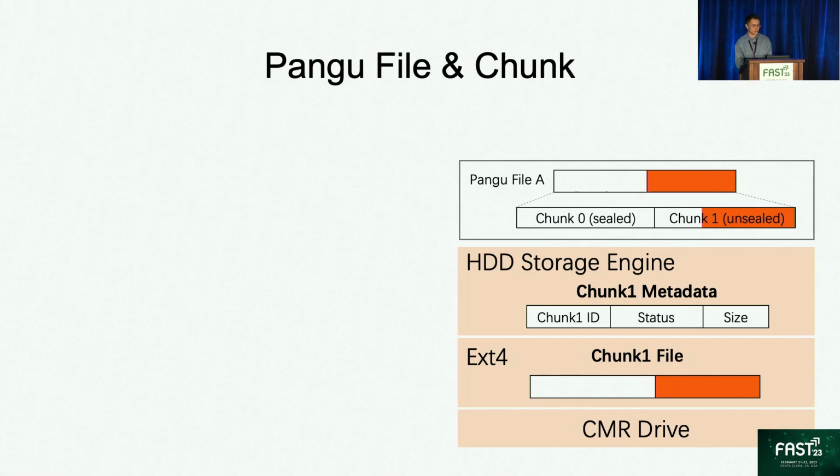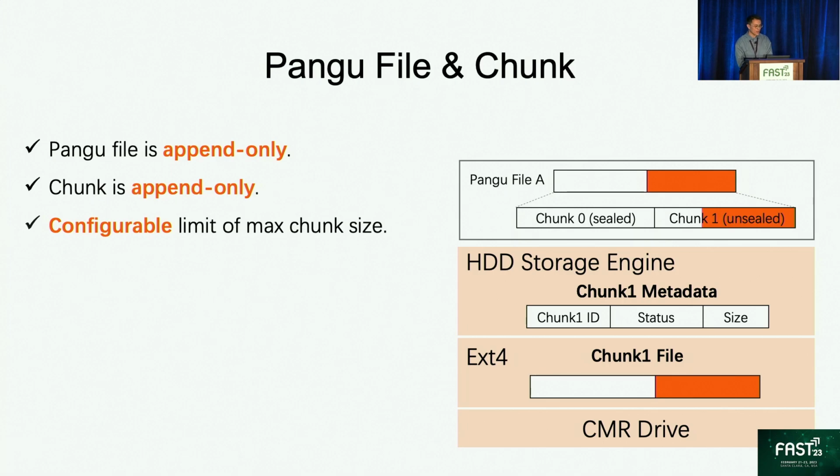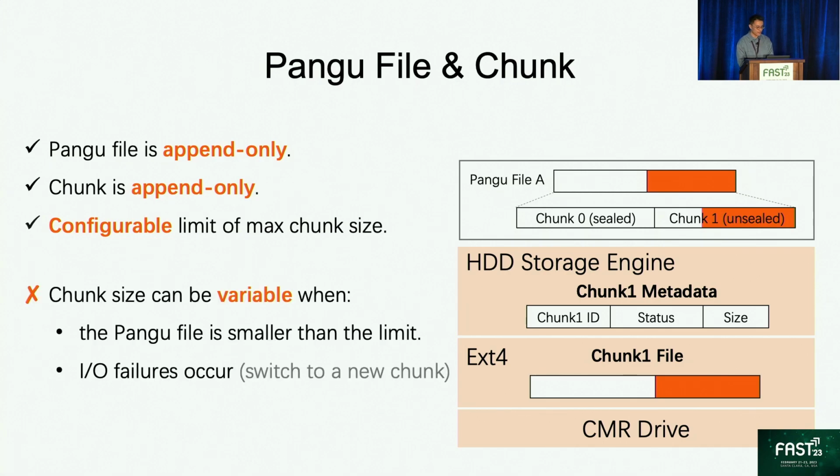Let's learn some semantics of Pangu file and chunk. A Pangu file is append-only, like HDFS, and divided into multiple chunks. Chunks are also append-only, and only the last chunk is writable. When creating a Pangu file, users can control the max chunk size by setting a limit. When chunk size reaches the limit, Pangu will seal the chunk and allocate a new one for writes. In some cases, chunk size can also be variable. For example, if a Pangu file is small or a write failure is encountered, chunks could also be small.